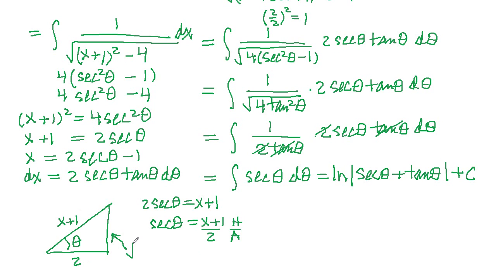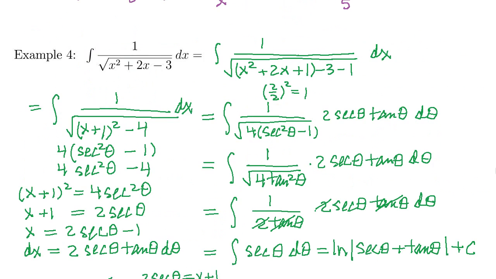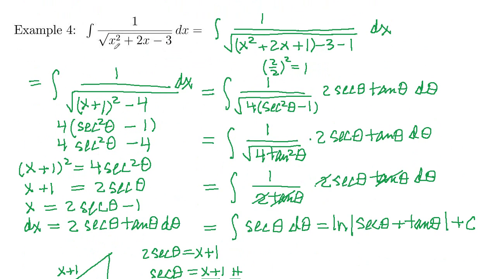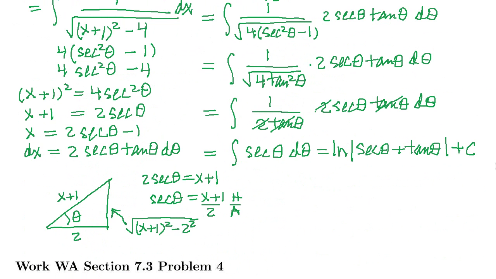And then this side here is going to be the square root of the hypotenuse squared, x plus 1 squared, minus the leg squared, 2 squared. But that x plus 1 squared minus 2 squared, that's what we have right here. That's what's underneath the square root. In fact, that is equivalent to our x squared plus 2x minus 3 before we completed the square. So that's our double check that we did things right.